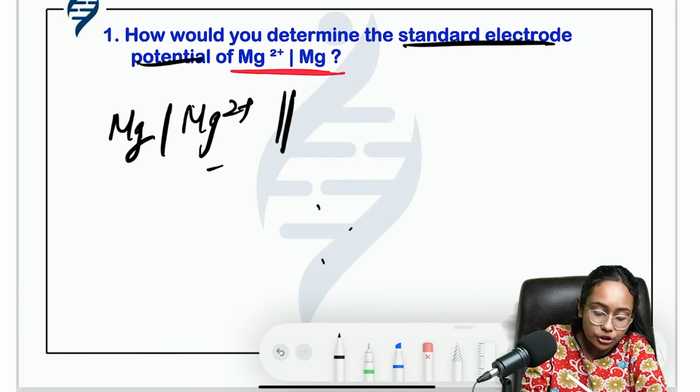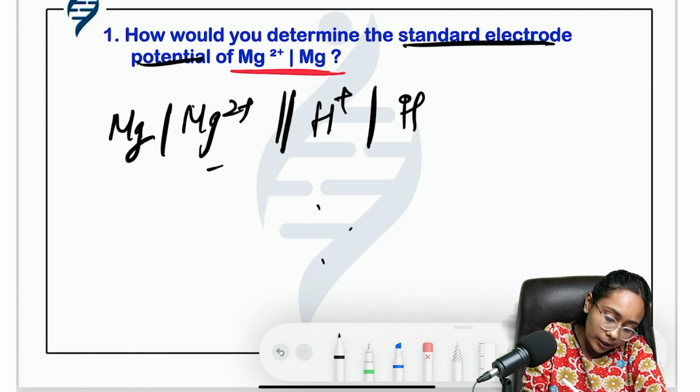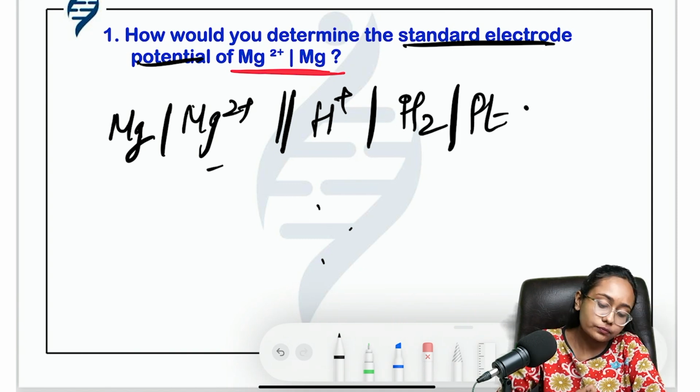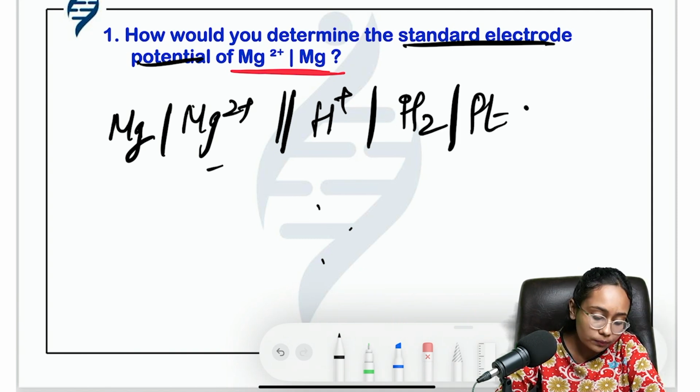This is the salt bridge. Cathodic solution is H plus, H2 and Pt. Okay, this is clear.